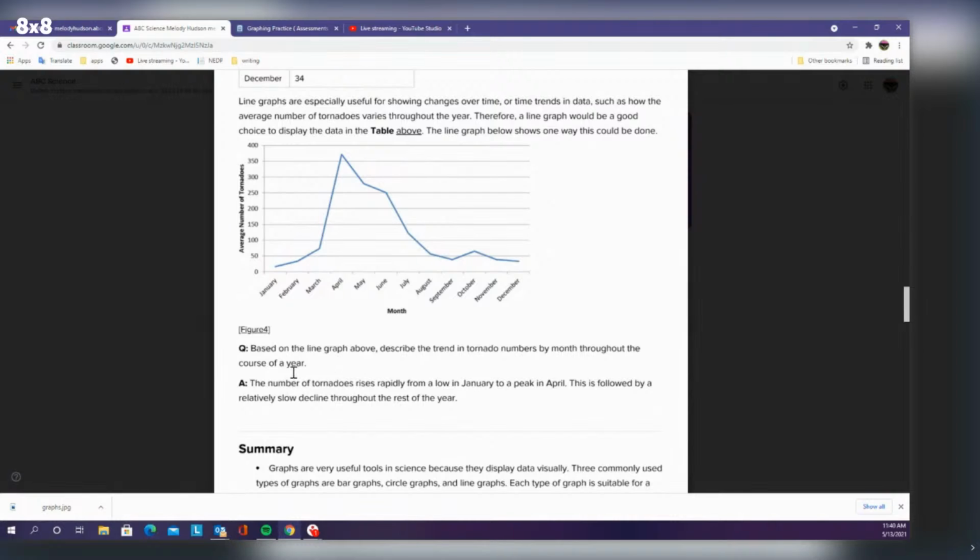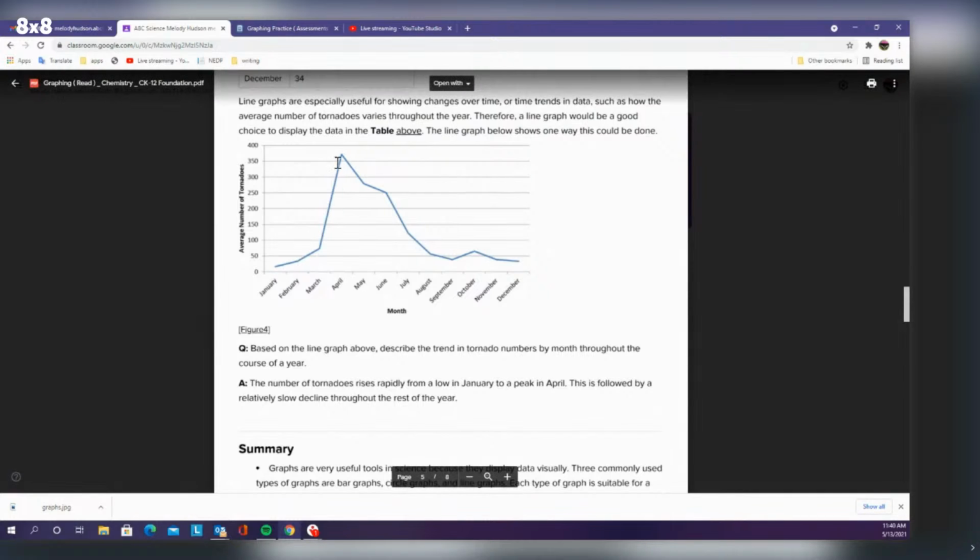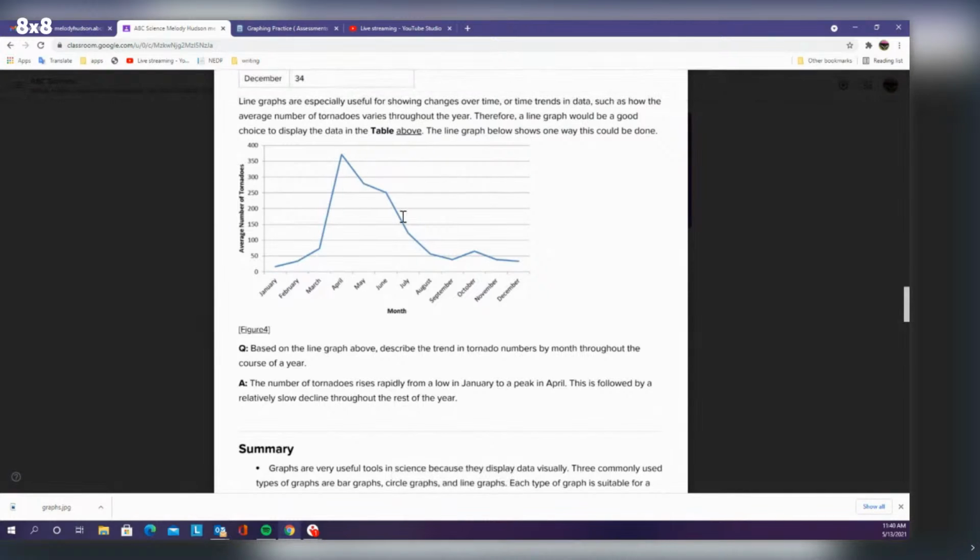So, question, what's the trend in tornado numbers by month throughout the course of a year? The answer is that the number of tornadoes rises very rapidly from a low in January to a peak in April, and then it kind of slowly declines the rest of the year.